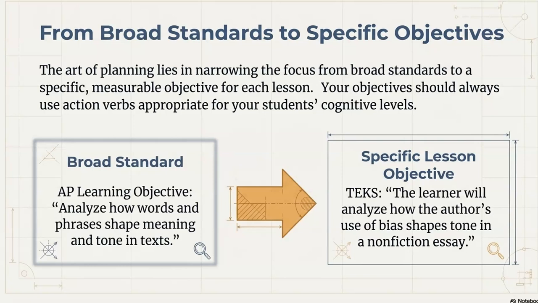So we go from broad to specific. When we're planning, we're looking at learning objectives. Maybe we're trying to figure out how students decide that a source is credible, or how we make sure a student understands how to synthesize perspectives, right? And then you have your demonstrated learning. The student will analyze how an author's use of bias shapes tone in a nonfiction essay by whatever your DOL is, right?